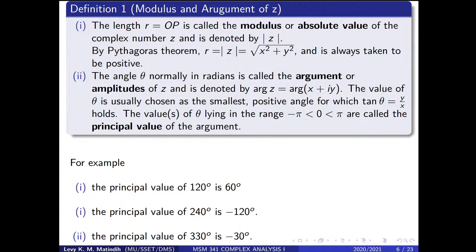Now let's look at example number 1, some examples that involve the principal value. The principal value of 120 is 60 degrees. Although, I think there should be an error with this one. It's not supposed to be 120.